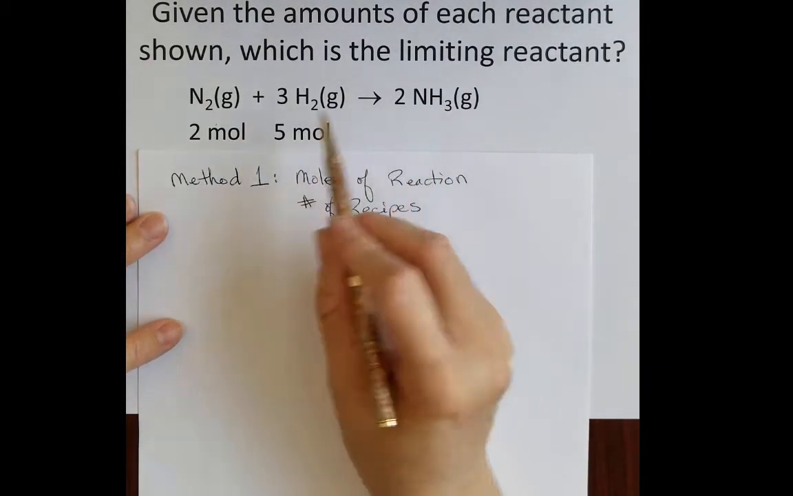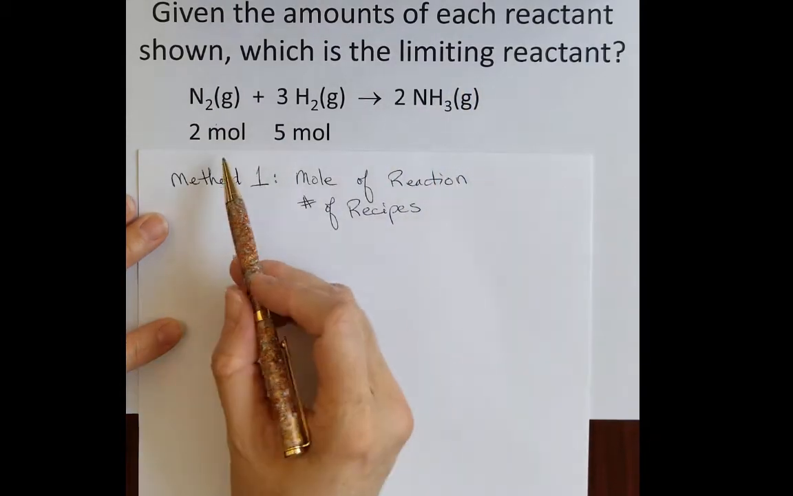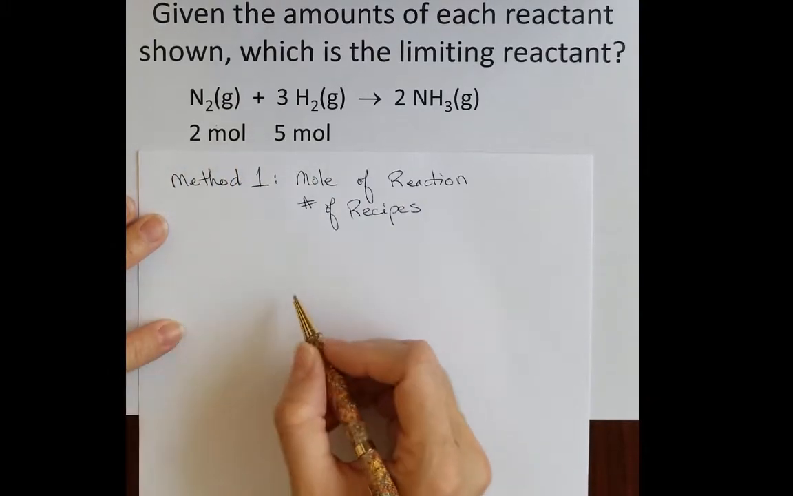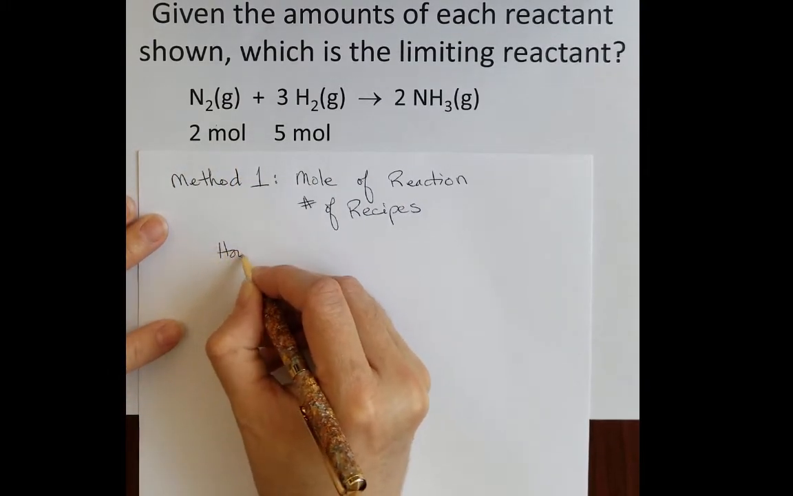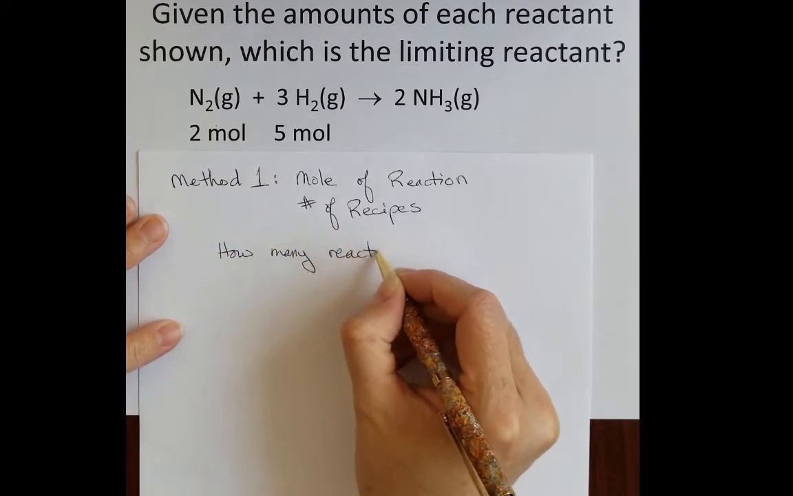In order to do this, since the goal is to find the limiting reactant itself, what we're going to do is assess each reactant individually. But what we're going to ask ourselves is essentially how many reactions can we make.